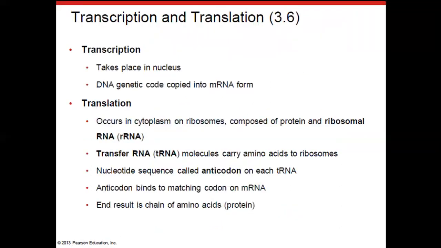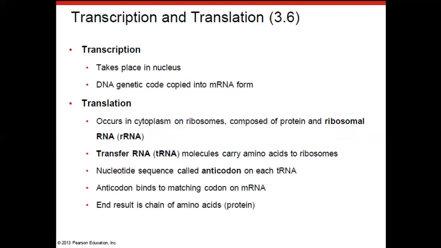Transcription takes place in the nucleus, and transcription is the process of copying DNA to create mRNA. Translation occurs in the cytoplasm on ribosomes that are composed of proteins and ribosomal RNA. So transfer RNA, tRNA, carries amino acids to the ribosomes. So they transfer one amino acid that's specified by a codon, 3 mRNA bases, or nucleotides, to ribosomes.